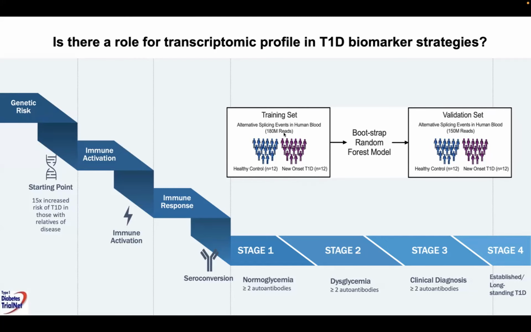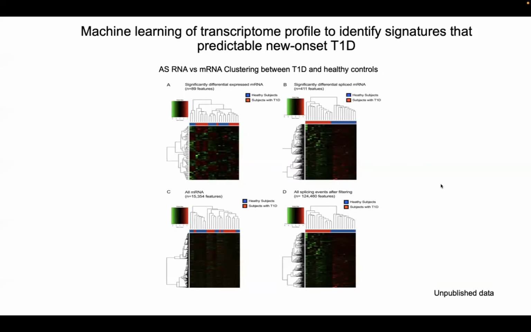So we have been doing very high-depth sequencing to gather sufficient coverage for those alternative splicing events. And with a bootstrap random forest model, we further predicted an additional validation set of 24 samples. Here is just the preliminary result for this project, where we compared the alternative splicing RNA, on the right-hand side, to the regular mRNA profile in clustering analysis.